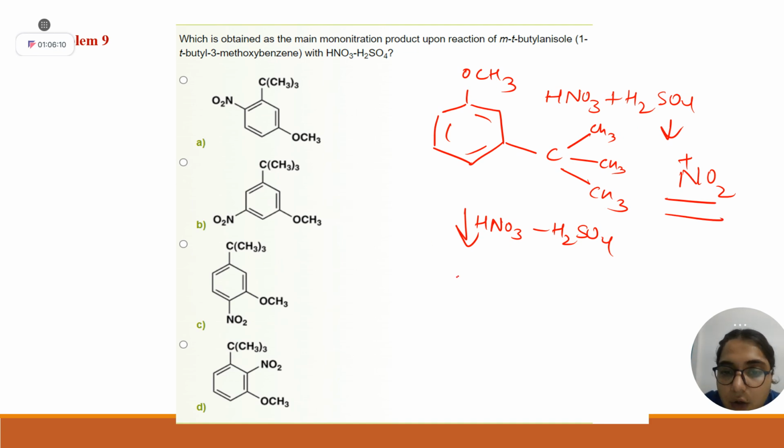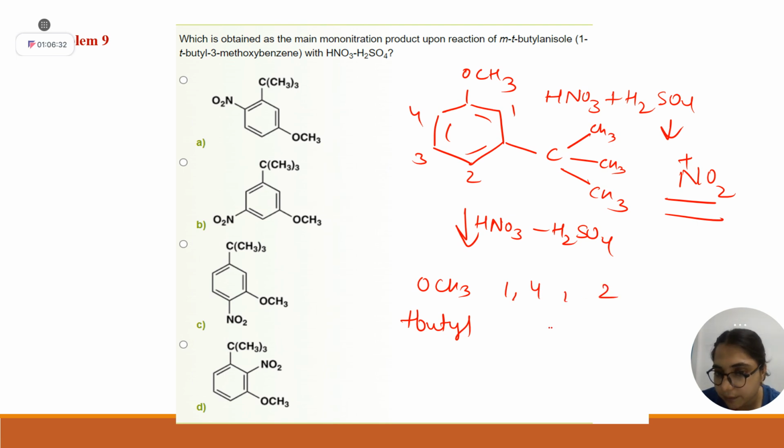Now tell me, okay, OCH3, tertiary butyl. Among these two groups, you will listen to which group, OCH3 or tertiary butyl? OCH3. Good, very good. According to OCH3, the incoming electrophile comes at either 1, 4 or 2. According to tertiary butyl, either it can come at 2, 1 and last 4. Yes or no? Yes.